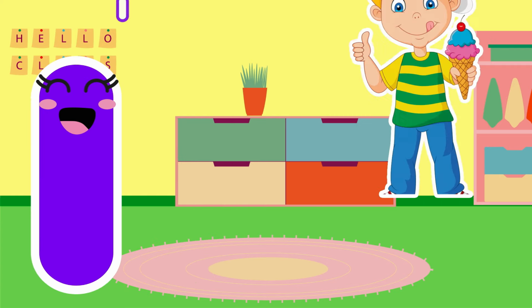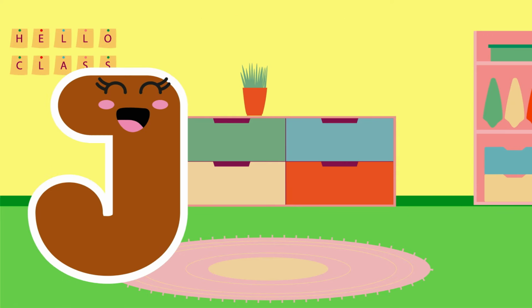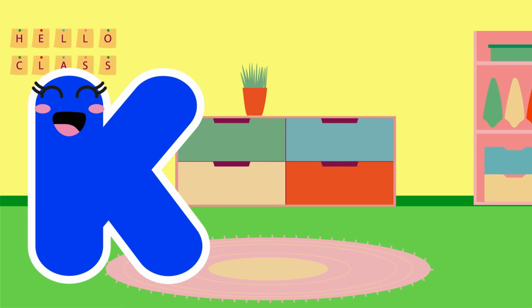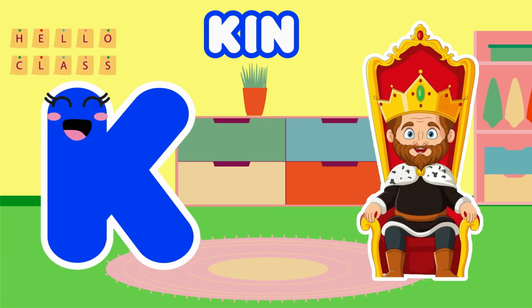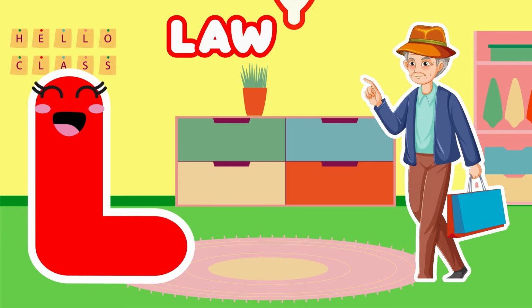I is for ice cream man. Ice cream man. J is for joker. Joker. K is for king. King. L is for lawyer. Lawyer.